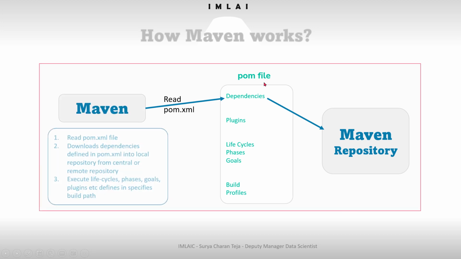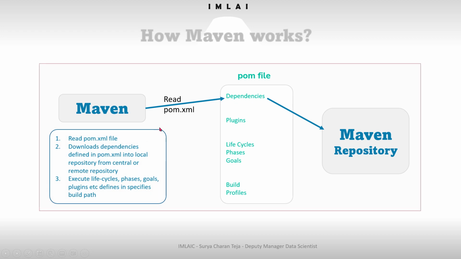Maven reads the pom.xml file, then downloads the dependencies mentioned inside the pom.xml file into the local repository from a central or remote repository. For all these dependencies there is one repository that's maintained, and inside that repository all these dependencies are stored. So the second activity Maven does is to download the dependencies defined inside the pom.xml file into our local repository.